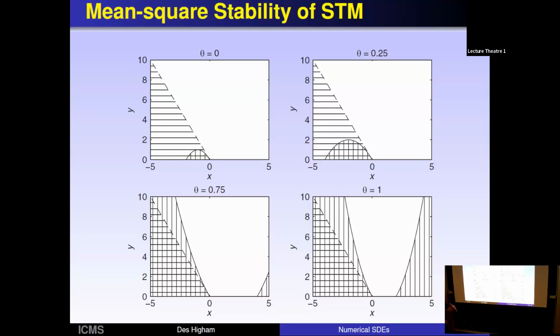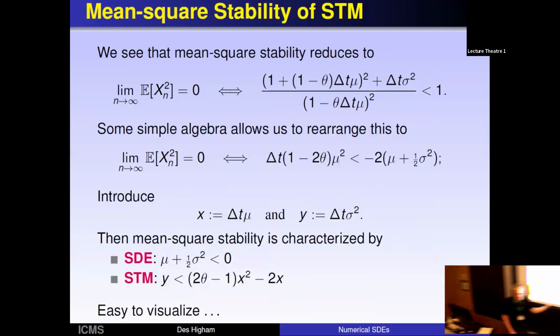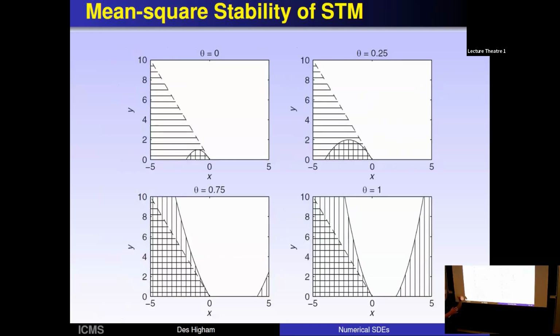Once theta equals a half, if you go back, when theta equals a half, this term disappears and we get the exact reproduction of the SDE stability. So this parabola grows and grows. When theta equals a half, it flips into just being the wedge and completely reproduces the stability of the SDE.